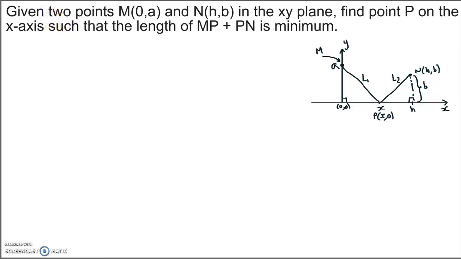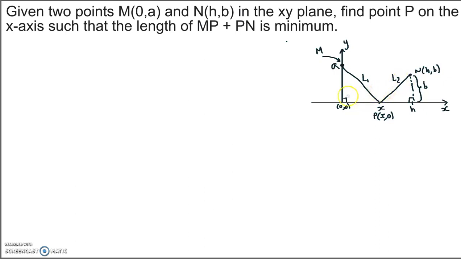So in this video, the problem we want to solve is the following. Suppose we have 2 points in the xy plane. We have a point M with coordinates 0 and A, so this lies on the y-axis, and a point N, which has an x-coordinate of H and a y-coordinate of B.